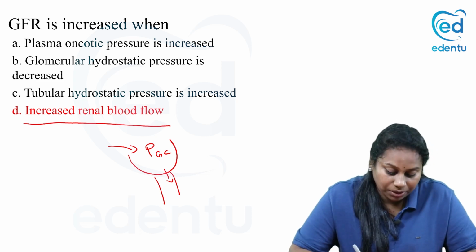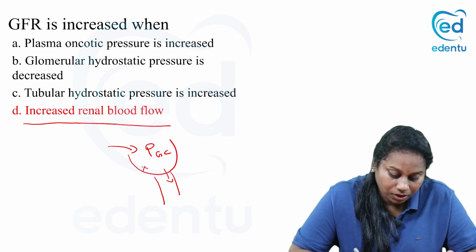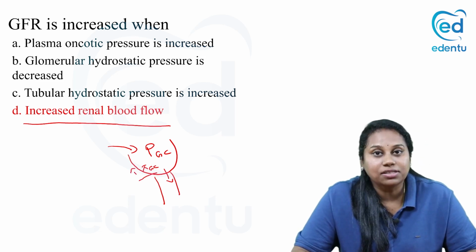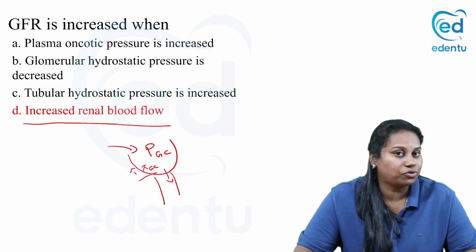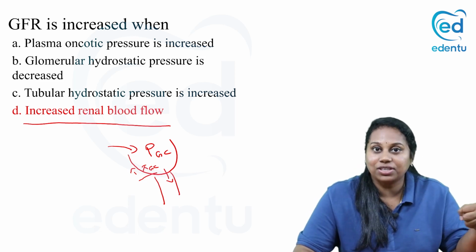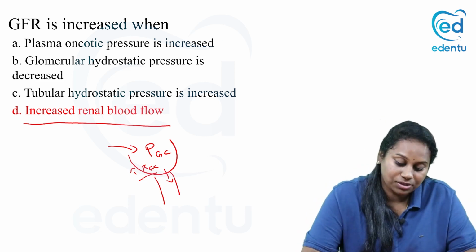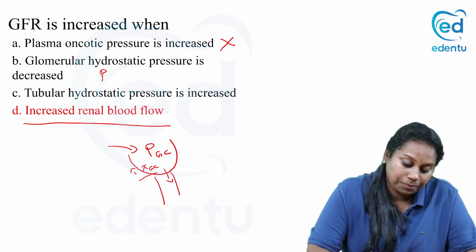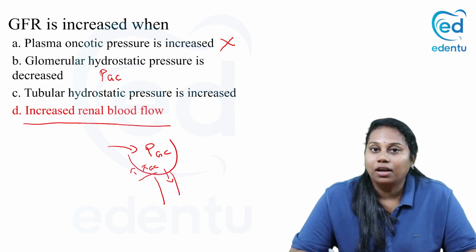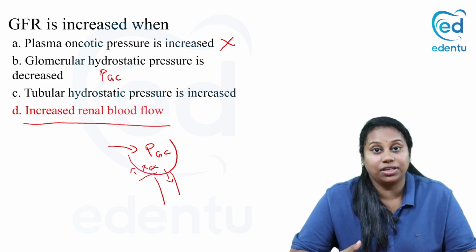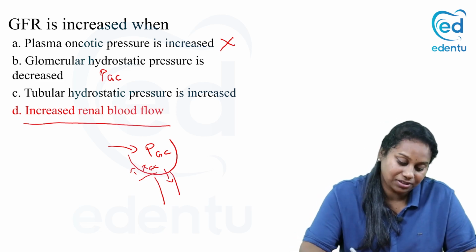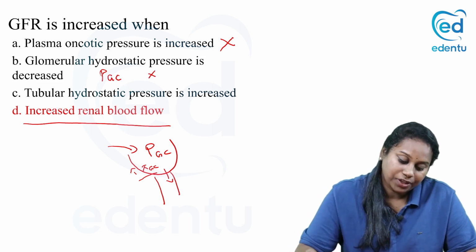See, when your plasma oncotic pressure is increased, your pi GC will increase. When pi GC increases, oncotic pressure is a pulling force, so it is going to pull the filtration in the opposite direction. So this is not the answer. Glomerular hydrostatic pressure decrease, which is nothing but PGC. When PGC increases, it will increase the filtration. When PGC decreases, it will decrease the filtration. So this is not the answer.